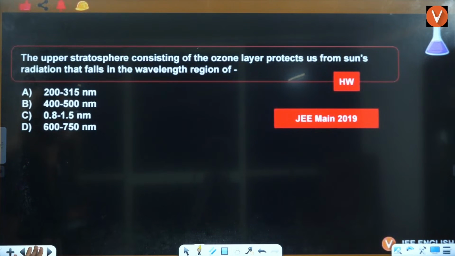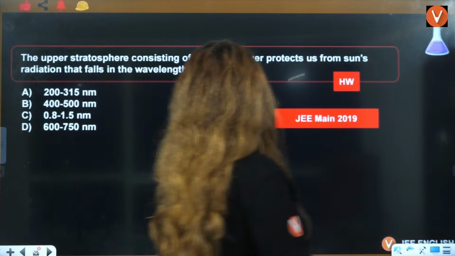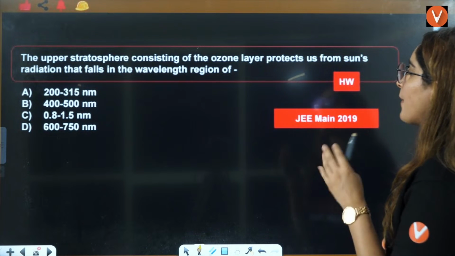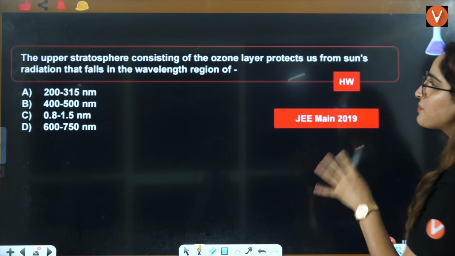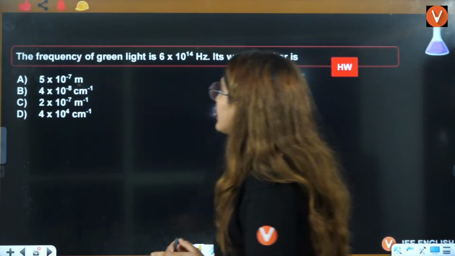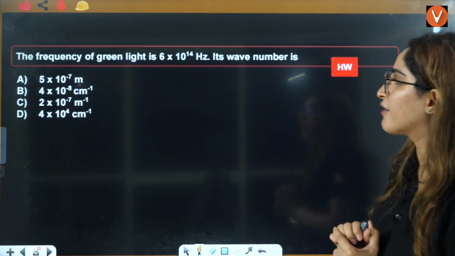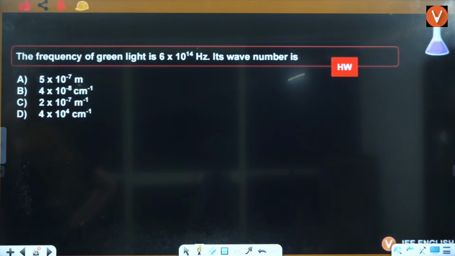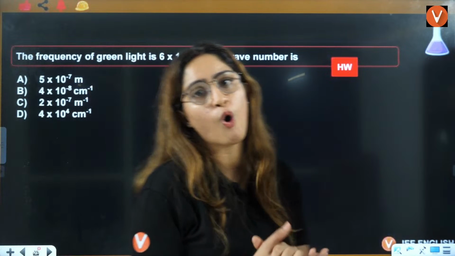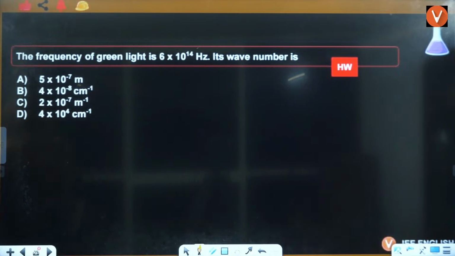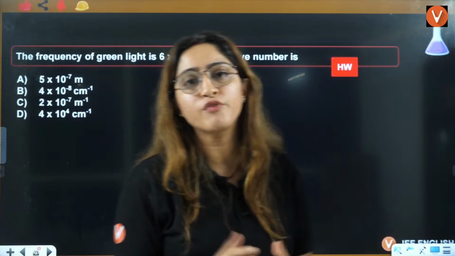Okay guys, right? Now this is a question for your homework, that is JEE Main 2019, not 29. The upper stratosphere consisting of the ozone layer protects us from sun radiation that falls in the wavelength of which region? Factual. Then the frequency of green light is this, its wave number is going to be what? This is the second question for your homework. Right, everybody? Let me know in the chat box if that is clear to all of you or not. Is that clear, everyone? So, that's it for today, students.